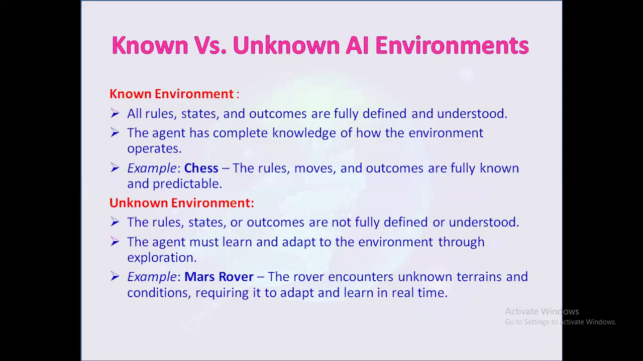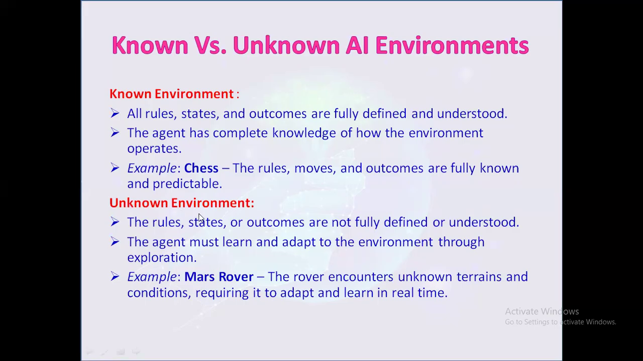The last type is known versus unknown AI environments. In a known environment, all rules, states and outcomes are fully defined and understood, allowing the agent to have complete knowledge of how the environment operates. This predictability enables the agent to make decisions based on a clear understanding of the system. Example, chess. The rules of the game, possible moves, and outcomes are fully known, making it a predictable and structured environment where the agent can play strategically accordingly.